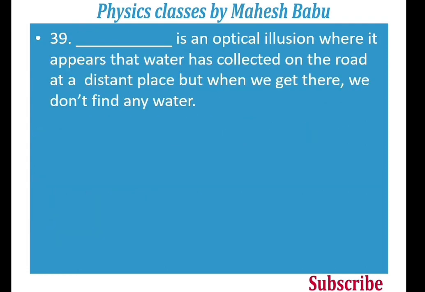Mirage is an optical illusion where it appears that water has collected on the road at a distant place, but when we get there, we don't find any water. This is a mirage. It appears that some water has collected on the road, but if we go there, we won't find any water.